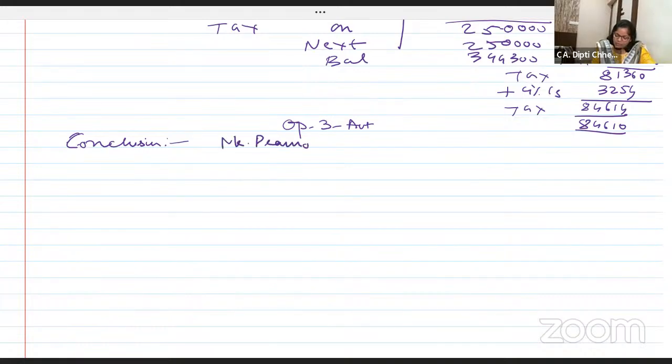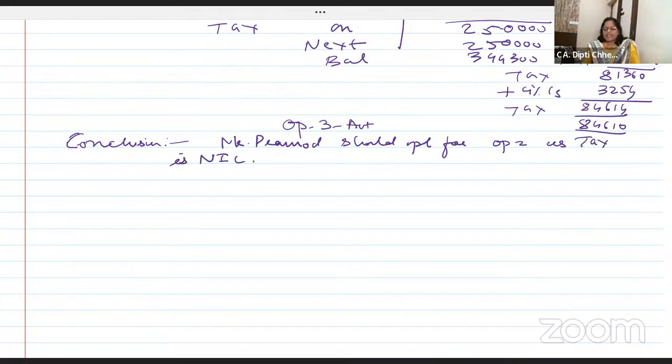Mr. Pramod should opt for option 2 as tax is nil. Income is less and you're saving on the tax. So opt for that. Nice.